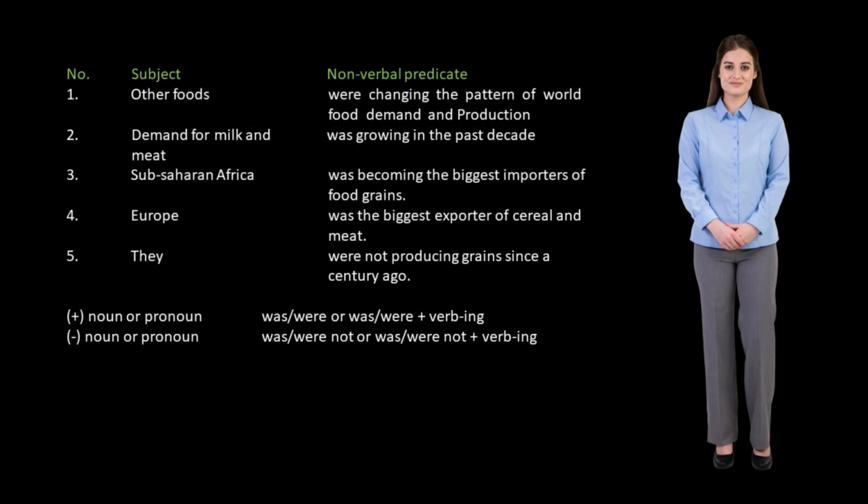B. Sentences with non-verbal predicates. 1. Other foods are changing the pattern of world food demand and production. 2. Demand for milk and meat was growing in the past decade. 3. Sub-Saharan Africa was becoming the biggest importer of food grains. 4. Europe was the biggest exporter of cereal and meat. 5. They were not producing grains since a century ago.